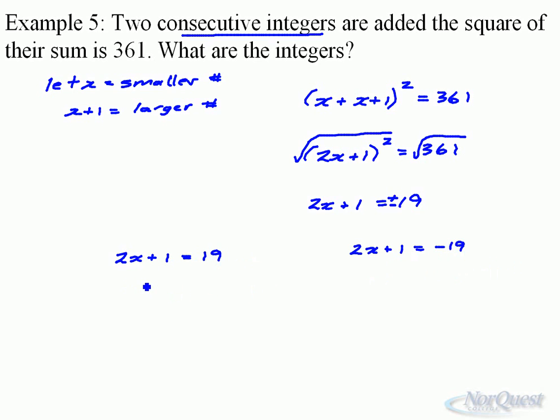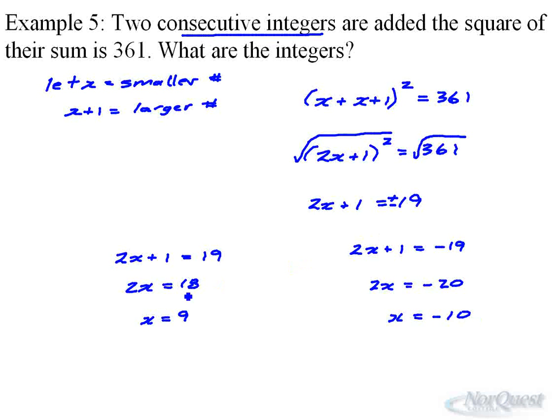Solve for x. 2x equals 18. Divide by 2. x equals 9. Solve for x on the other equation. 2x equals negative 20. x equals negative 10.